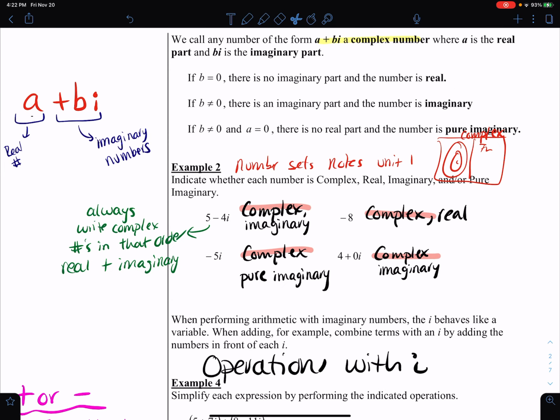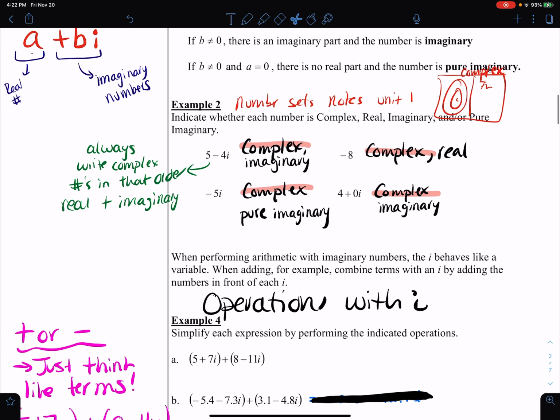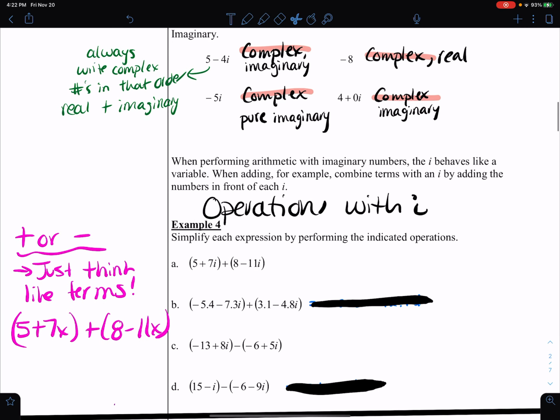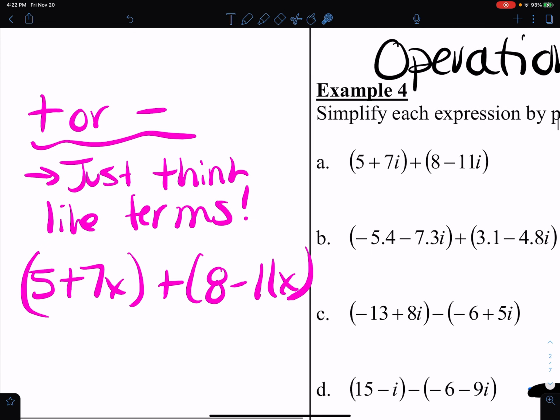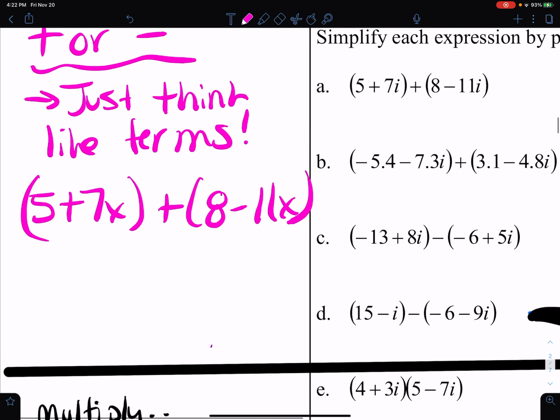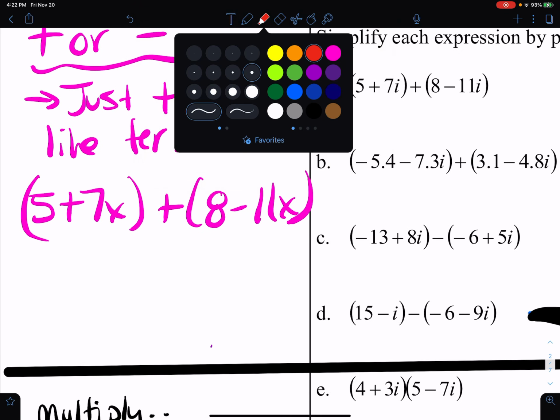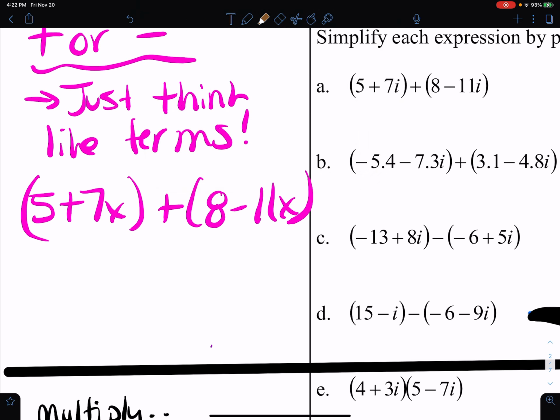So the last part of our focus for today is going to be operations involving i. So we're going to talk about addition, subtraction, and then multiplication and division. So when it comes to addition and subtraction, just think like terms. For instance, if this question over here was something you were working on, you'd be like, okay, well, there's no need for the parentheses, so let's just collect all that we have. So +5 and +8, those numbers should combine to be another number.